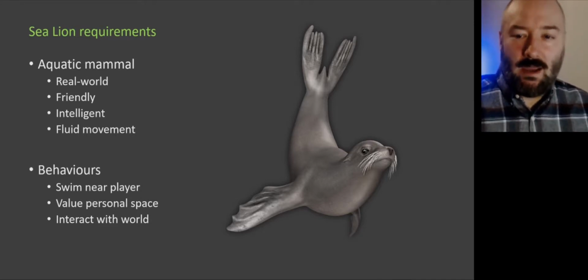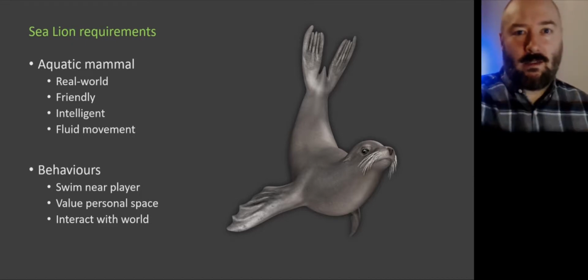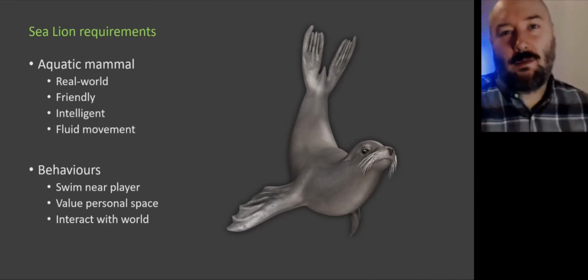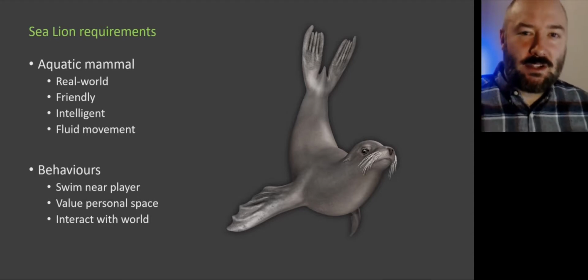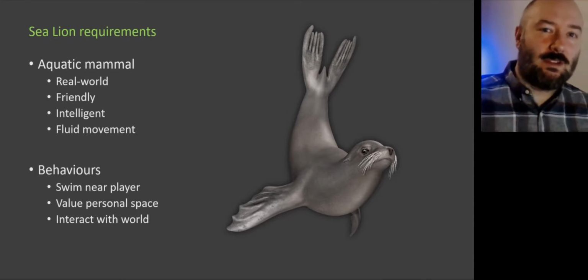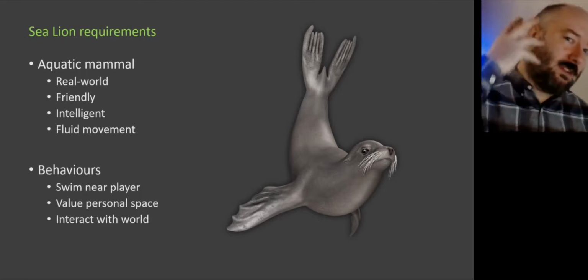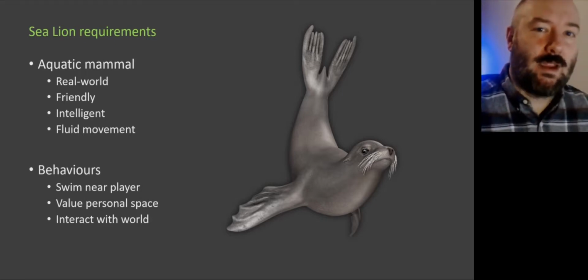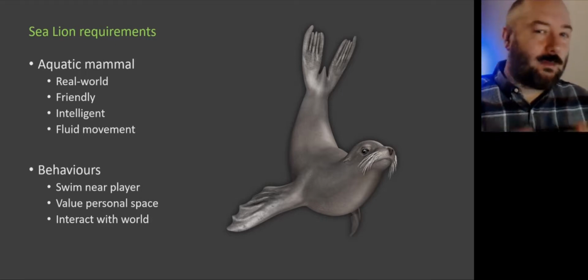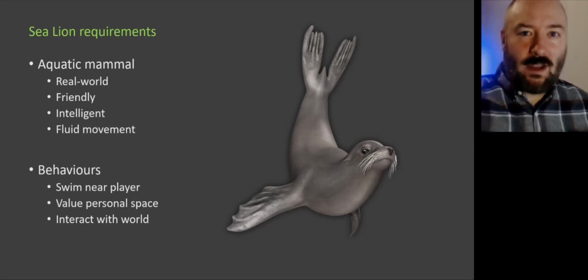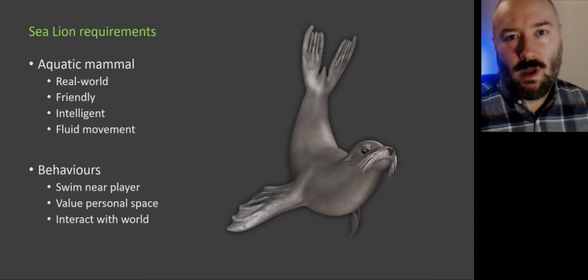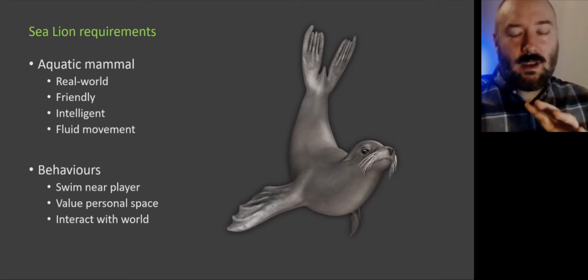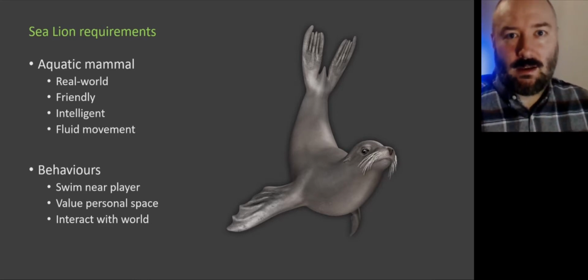In terms of behaviors, if you remember that woman recoiling from whatever, zombie probably or a shark, being able to swim near the player is something we want these creatures to do, but not get too close. We don't want them to invade personal space and things like that. We also perhaps want to interact with them. We might want to play fetch with them underwater, or to drop rings into the water for them to swim through. So these are all things we have to think about before we even start designing a creature like this.